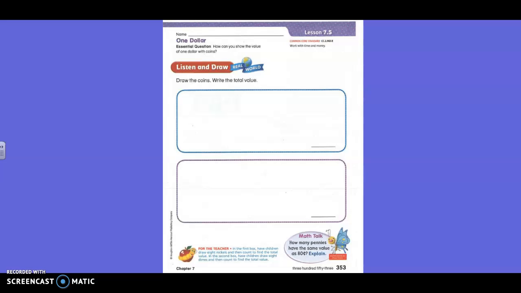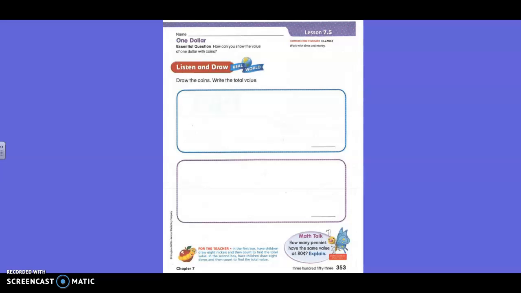Boys and girls, today we're going to use coins to make a dollar. Now, how many cents makes a dollar? Jason? 100. Remember that, okay? It takes 100 cents to make a dollar. Okay, 100 cents to make a dollar.